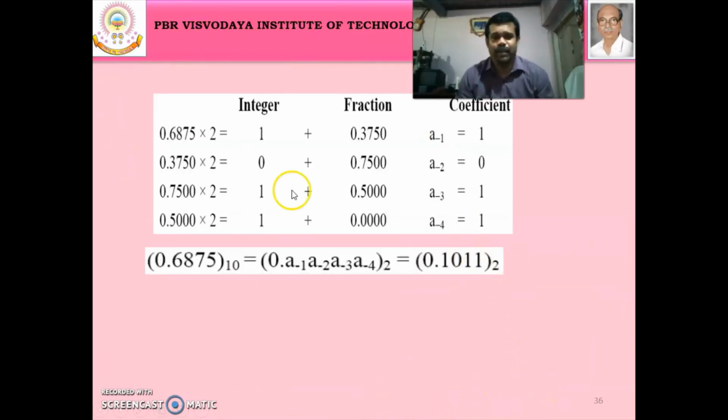Next is a similar problem, that is 0.6875. This is a fraction. Then we have to convert this decimal number to a binary number. The same thing: we have to multiply by 2 and take the integer part and save it in A1. Then again this 0.375 we have to multiply by 2. So we'll be getting 0.75. We have to take the 0 here, similar to the previous problem. So we'll be getting this as the answer.